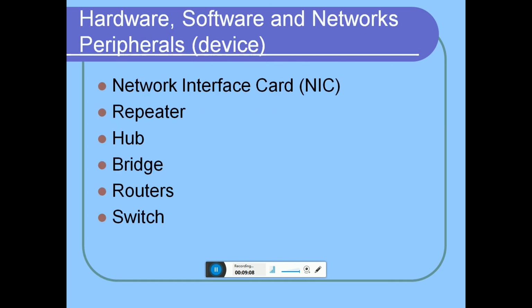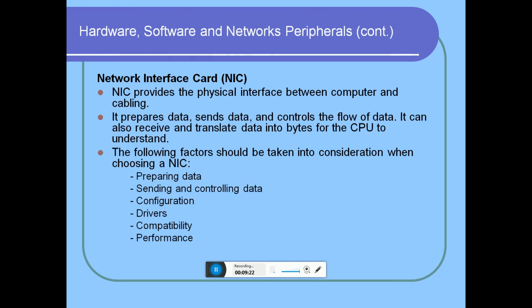Mainly, for networking, some devices are required. For networking in enterprises, a NIC card is required. Then repeaters, hubs, bridges, routers, and switches. These are the six components required.